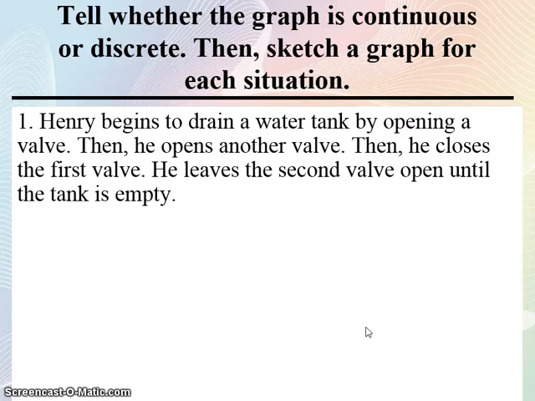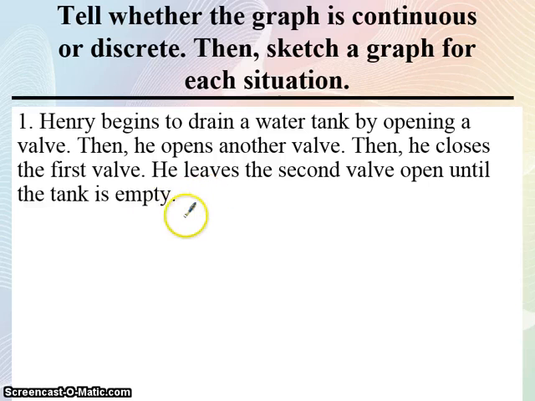So let's tell whether each graph would be continuous or discrete and make a sketch for the situation. So it says Henry begins to drain a water tank by opening a valve. Then he opens another valve. That's going to make the water come out twice as fast. Then he closes the first valve, so it's only going to go out half as much like it did at the beginning, and he leaves the second valve open until the tank is empty.